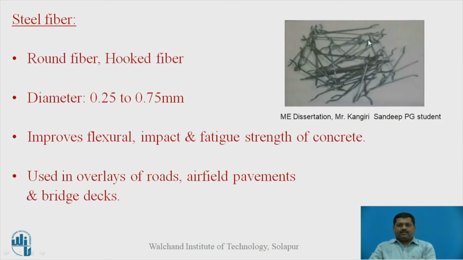Now, these are the steel fibers. You can observe that the ends are hooked, and this will act as anchorage in the concrete. So steel fiber is available in both round and hooked types. The diameter is 0.25 to 0.75 mm. It improves the flexural, impact, and fatigue strength of the concrete. Steel fiber is applied in overlays of roads, airfield pavements, industrial floors, and in some other places.